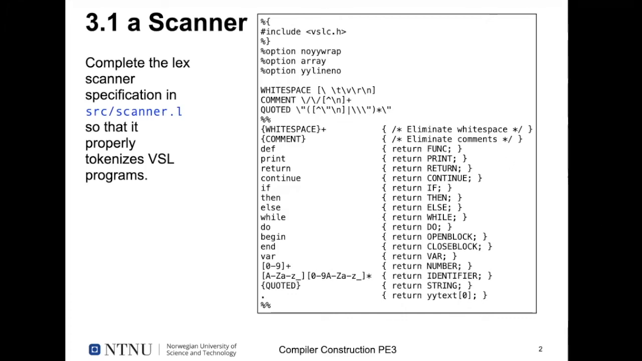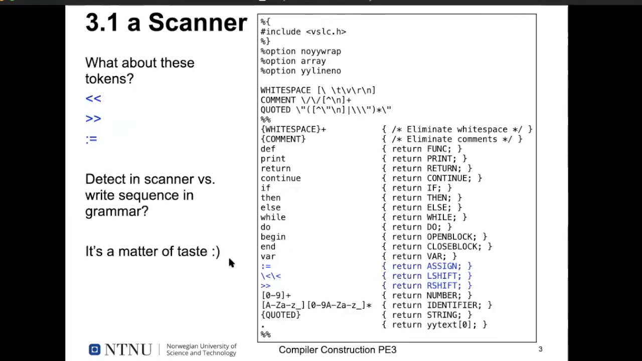There's a question on the chat. L shift and R shift. Yes, that's on the next slide. And of course, finally, anything else is returned just as a character itself, yytext of 0. So this is the catch-all rule that catches all remaining characters that weren't matched before. So that was exactly the question now.